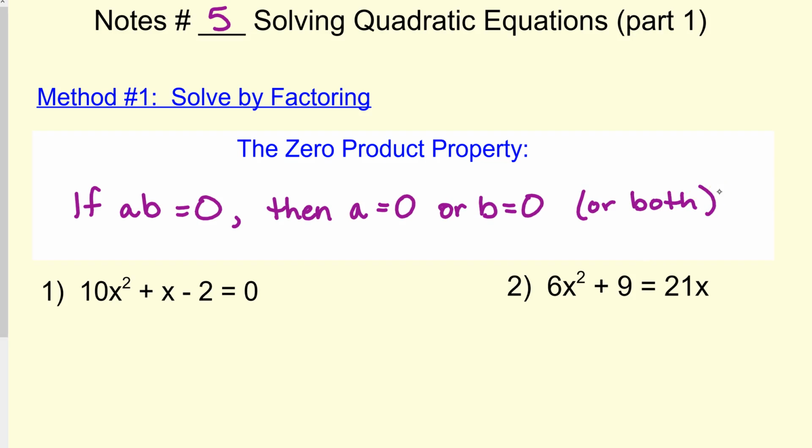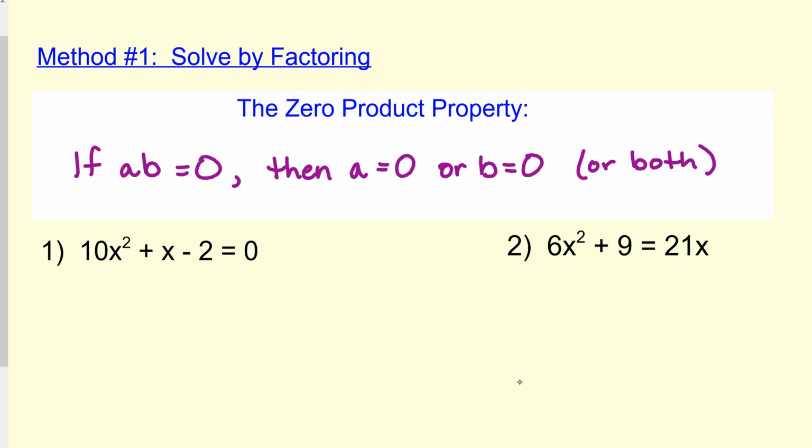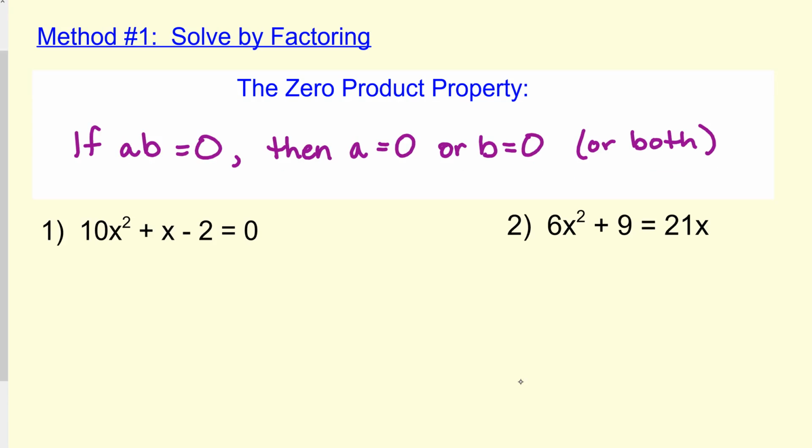What that's telling you is if you're multiplying two things and you end up with 0, then one or the other had to be 0. Hopefully that is just going to make common sense to us. So if we use that property to solve an equation, that means we're going to change the equation into some kind of factored form and set each factor equal to 0.